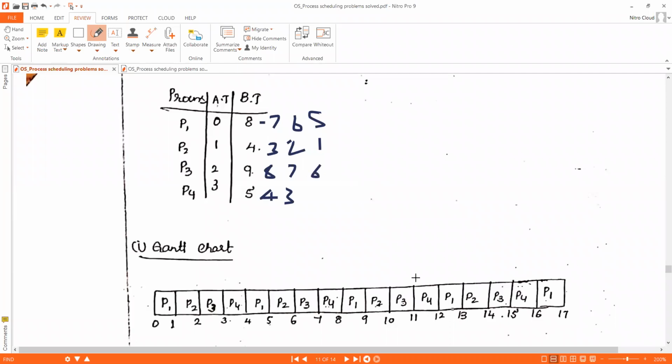Next, the CPU will be given to process 4. What is the remaining burst time for process 4? It is 2 milliseconds. Next, again the CPU will be given to process 1. What is the remaining burst time for process 1 now? It is 4 milliseconds. Next, the CPU will be given to process 2. What is the remaining burst time for process 2? It is 0. That means process 2 completed its execution. Next, process 2 will not be added to the tail of the ready queue.